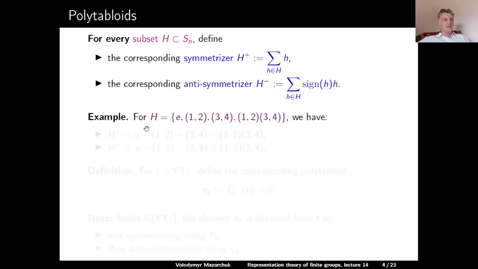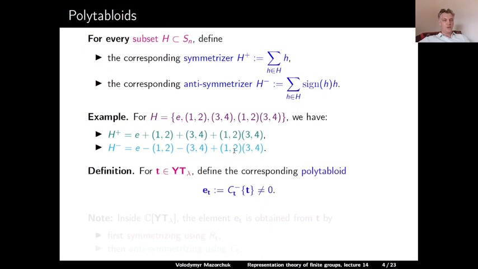For example, if we take as H the set of the following elements: the identity, the transposition (1 2), the transposition (3 4), and the product of the transposition (1 2) and the transposition (3 4), then H plus is equal to the identity plus (1 2) plus (3 4) plus (1 2)(3 4). And H minus is equal to the identity minus (1 2). This is because the transposition (1 2) is an odd element. It has sign minus. Minus (3 4) similarly, and then plus (1 2)(3 4). This is because the product of two transpositions is an even element, and so the sign is plus.